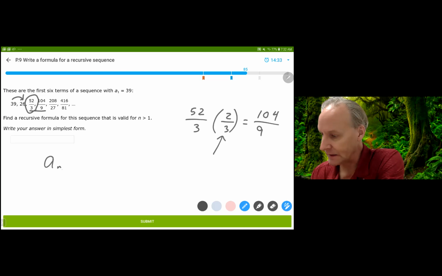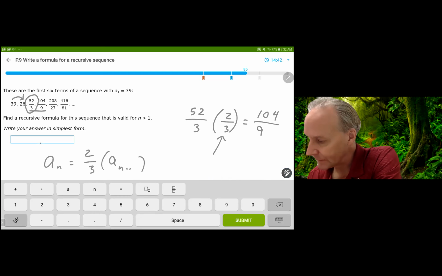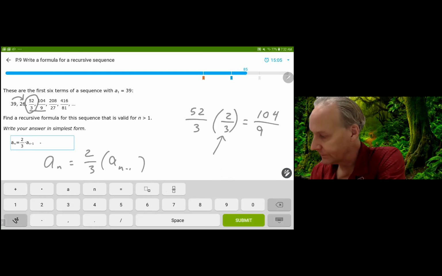So it's a sub n equals 2/3 a sub n minus 1. And I'm going to go ahead and get rid of this. So I've got a sub n equals 2/3 times a sub n minus 1. I'm getting better at typing this. There it is. 2/3.